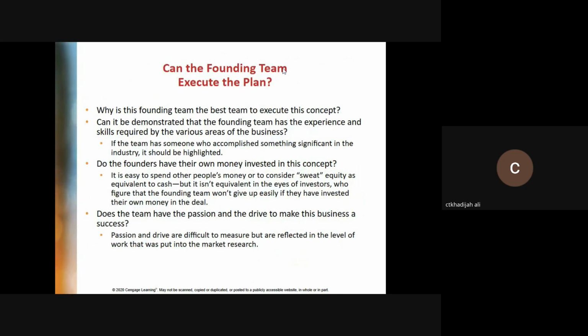Next, in terms of the team, we have looked into the money just now. So now the question is, can the founding team execute the plan? The question that you can see here: is the founding team the best team to execute this concept? You have to answer the question. Can it be demonstrated that the founding team has the experience and skill? Do the founders have their own money invested in this concept? Does the team have the patience and the drive to make this business a success?